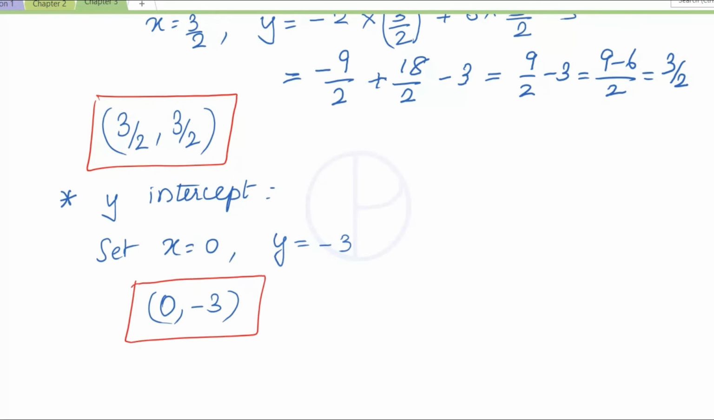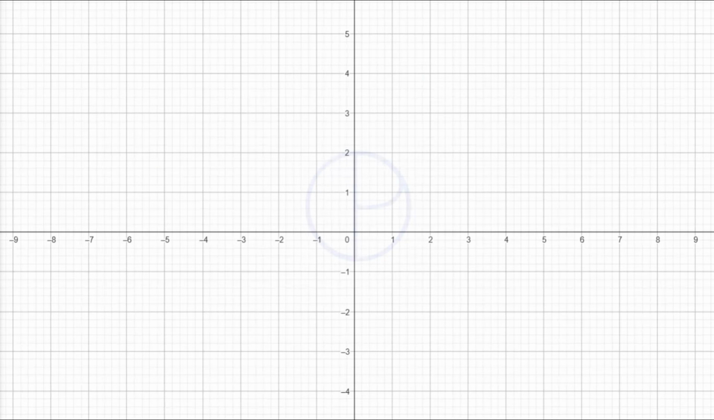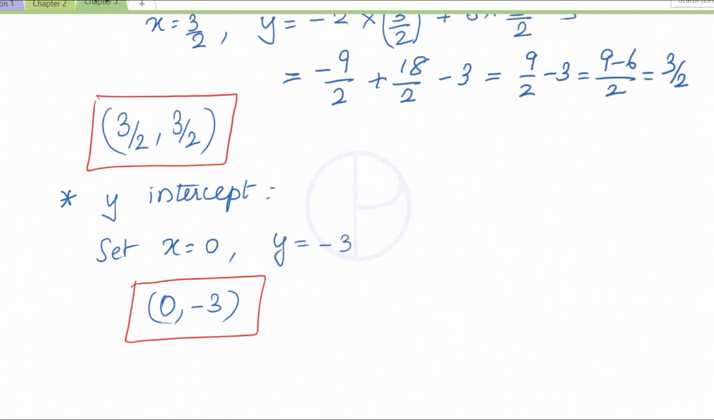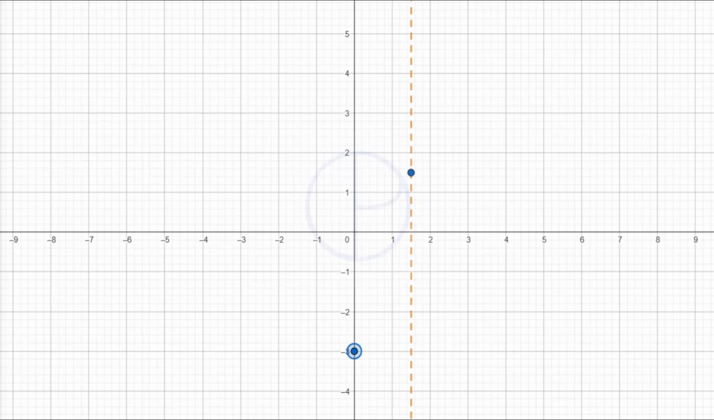Let's start plotting the curve. Let's first draw the axis of symmetry, which is nothing but a vertical line x equal to 1.5. So this is the axis of symmetry. Now let's mark the vertex, which is (1.5, 1.5). So this is the vertex, which is the maximum point of the curve. Let's mark the y-intercept, which is (0, negative 3). So this is the y-intercept.